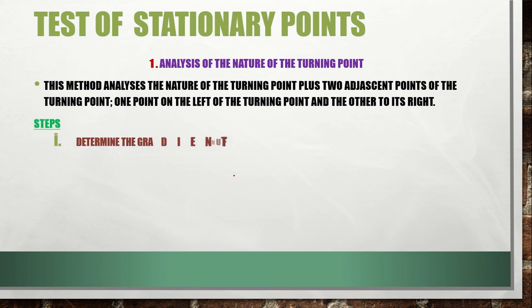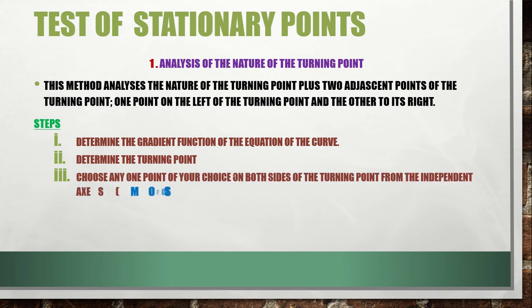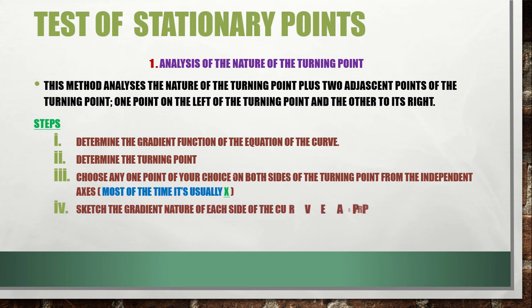So the steps of doing this are: determine the gradient function of the equation of the curve. Number 2, determine the turning point. Then choose any one point of your choice on both sides of the turning point from the independent axis. Most of the time, the independent axis is usually x. So you pick two extra points apart from the turning point that are adjacent to that turning point, from both sides. Then sketch the gradient nature of each side of the curve approaching the turning point.